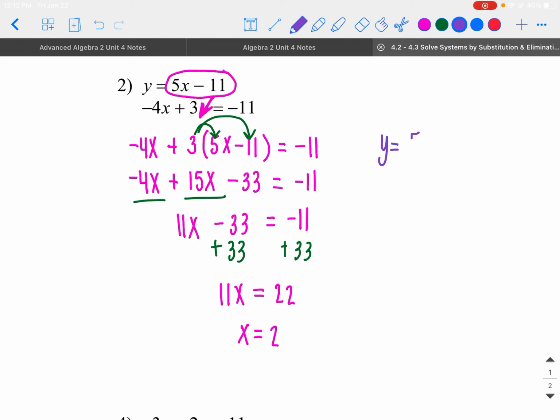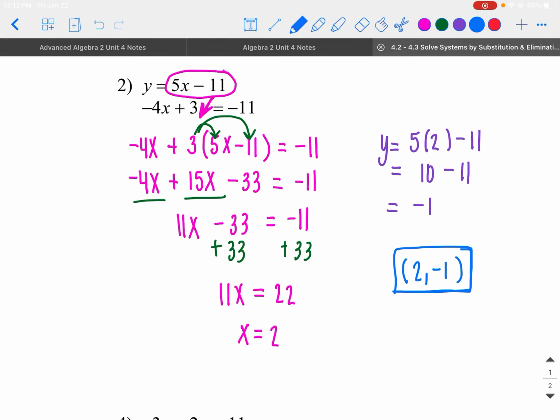So once I have my x, I go back in and plug in to find the y. I know that y is 5 times 2, 10, minus 11, which is negative 1. So my solution is 2, negative 1.